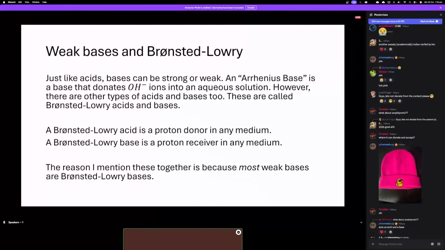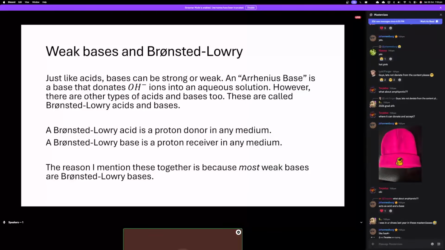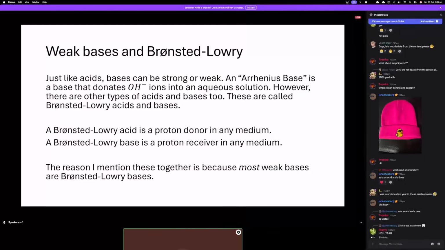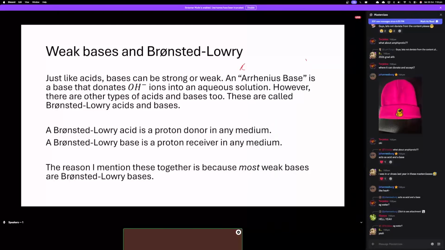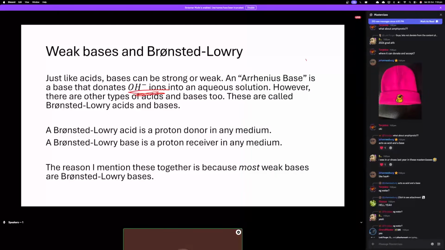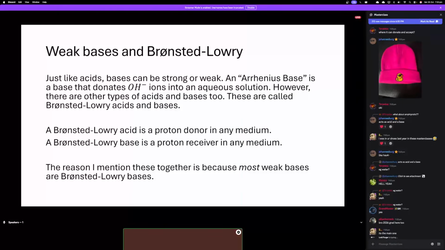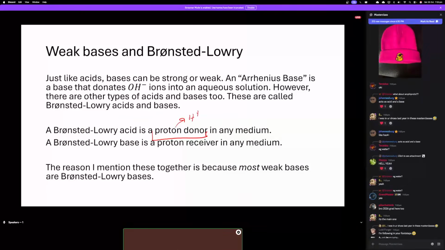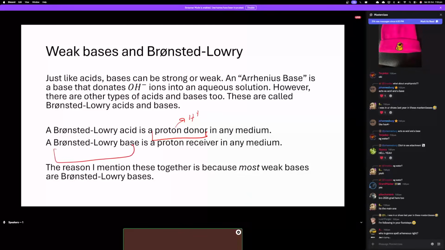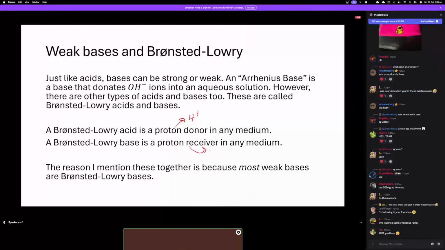Just like acids, we can do the same thing for bases. Bases can be strong or weak. And I'm also going to cover Bronsted-Lowry bases too. Arrhenius bases, the first thing you might have heard, donate OH minus ions in aqueous solutions, right? But a Bronsted-Lowry base is a little bit broader. A Bronsted-Lowry acid just donates a proton. Remember, a proton is also an H plus ion. And a Bronsted-Lowry base is anything that can receive a proton, so it can just accept a proton, accept H plus.